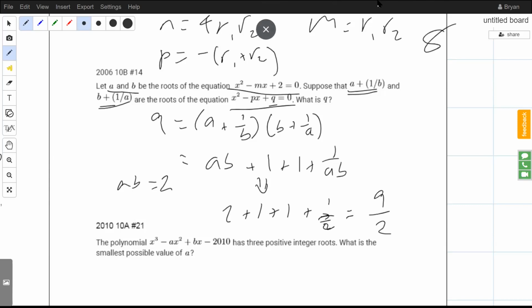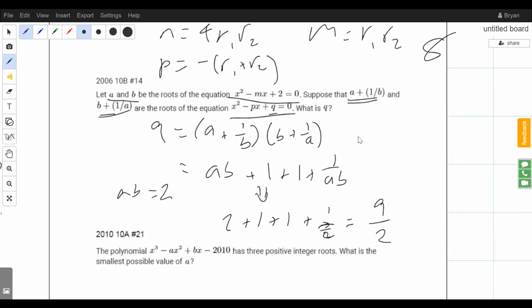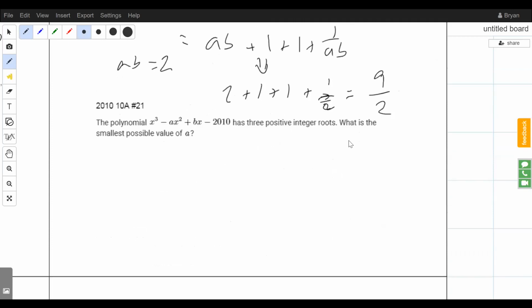So yeah, that's basically that problem as well. When you use Vieta's, you can solve these problems fairly quickly if that's what the intended thing is. Okay, next one.